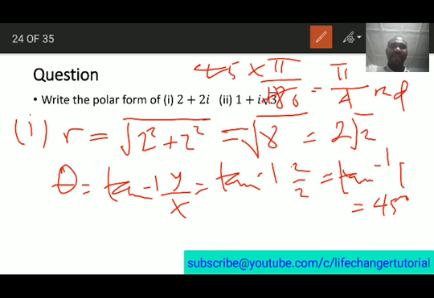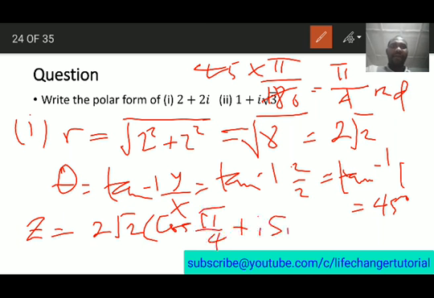That means my polar form will be written as z equal to r into cos theta plus i sin theta. So your r now is 2 root 2 into cos theta, where your theta now is pi over 4, plus i sin theta, which is pi over 4. So that is the answer to that question. That's the polar form for that first equation. I want to believe that that is easy.